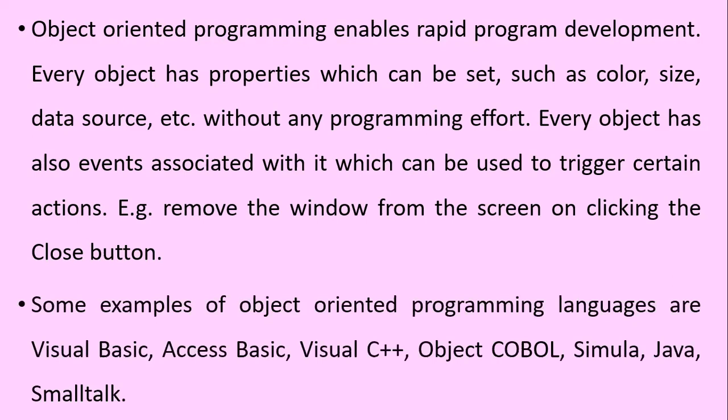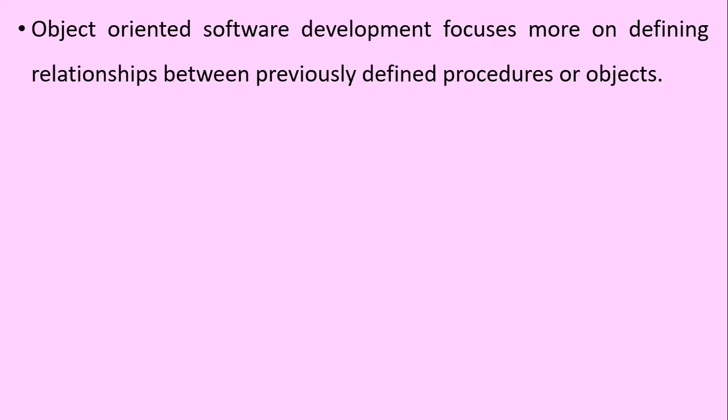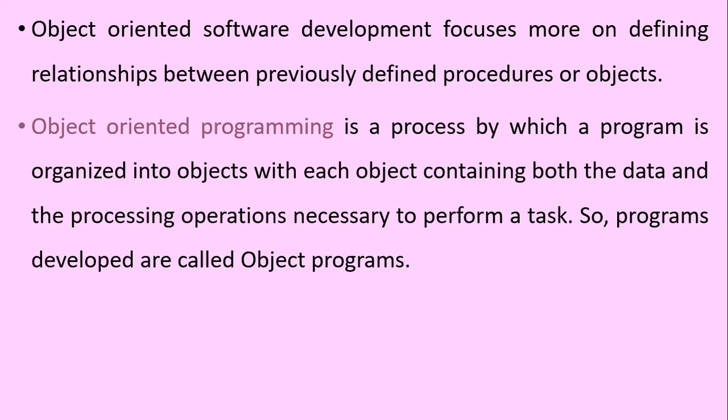Some examples of object-oriented programming languages are Visual Basic, Access Basic, Visual C++, Object-COBOL, Simula, Java, Smalltalk, amongst others. Object-oriented software development focuses more on defining relationships between previously defined procedures or objects. Object-oriented programming is therefore a process by which a program is organized into objects, with each object containing both the data and the processing operations necessary to perform a task. For that reason, programs developed are called object programs.